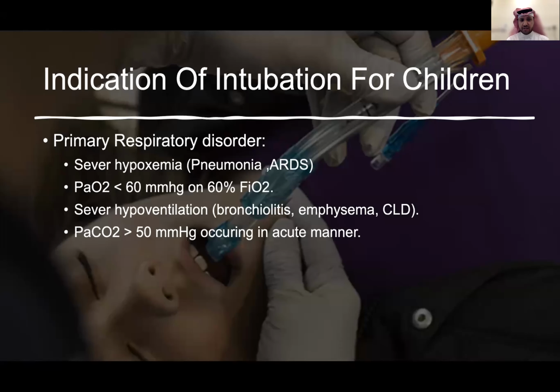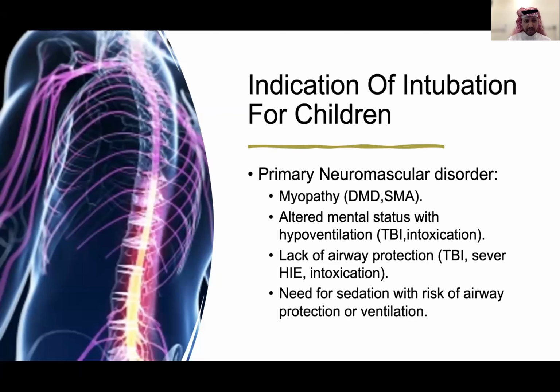Severe hypoventilation from bronchiolitis, especially with increased mucosal secretions there. When the child starts to build up carbon dioxide, more than 50, with severe distress, expect collapse and respiratory failure, and we secure the airway early.